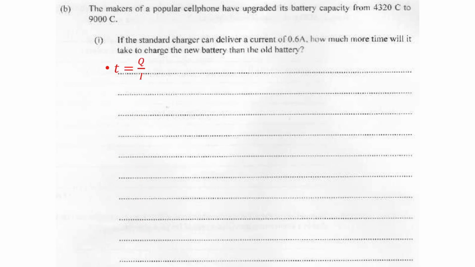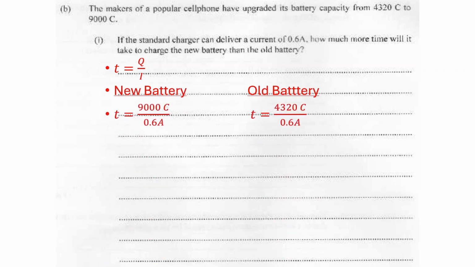So we have our formula. Time is equal to charge divided by current. T equals Q over I. We'll do it similarly for the new battery and for the old battery. So the new battery has a capacity of 9,000 coulombs. If we divide that by the current of 0.6 amperes, we'll get 15,000 seconds. Meanwhile, the old battery, its capacity was 4,320 coulombs. Dividing that by 0.6 amperes, you get 7,200 seconds.